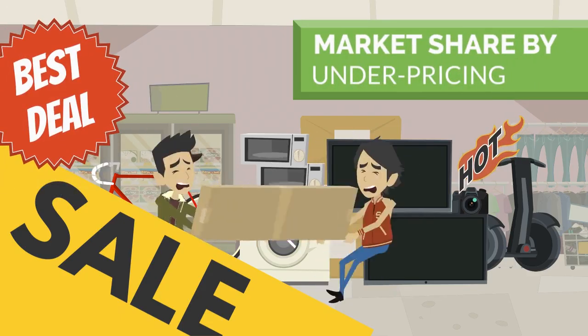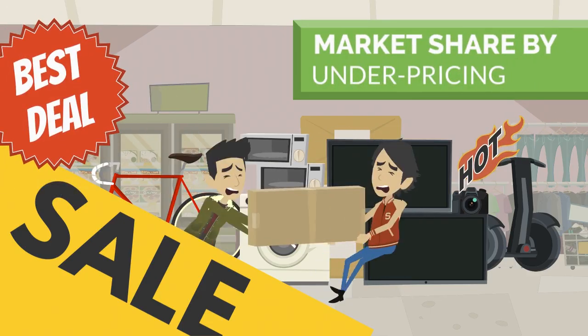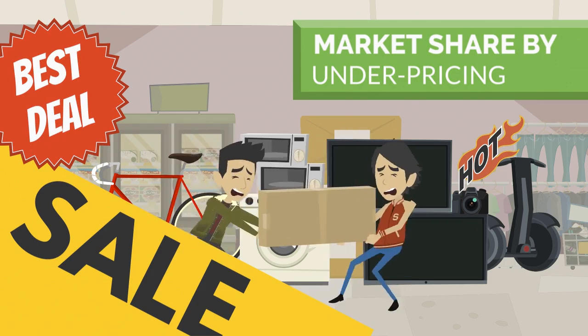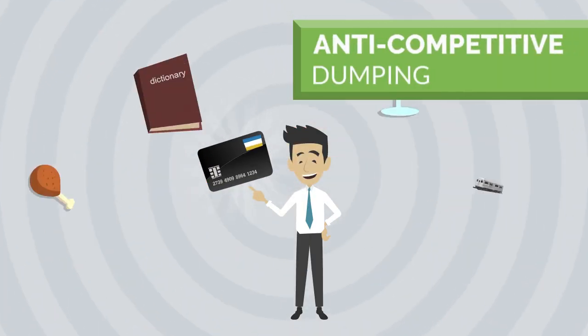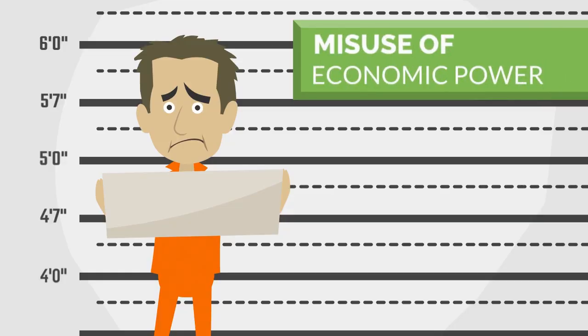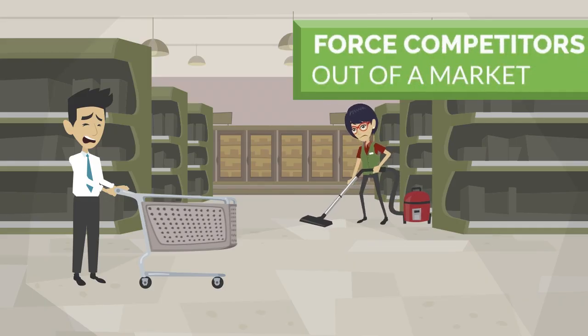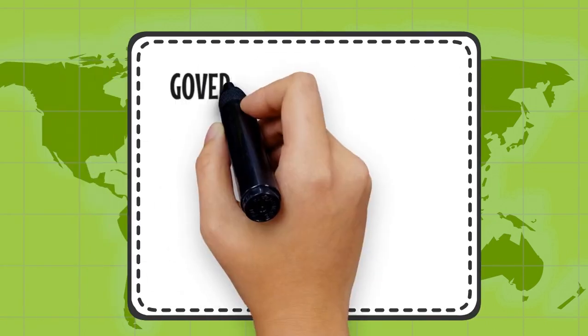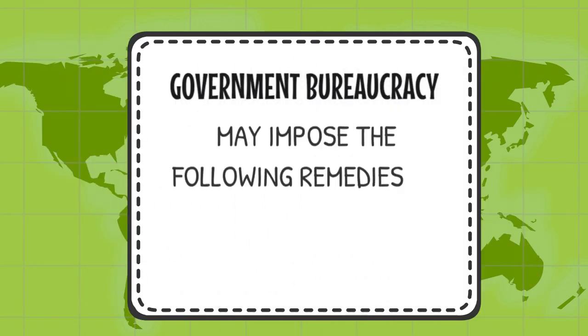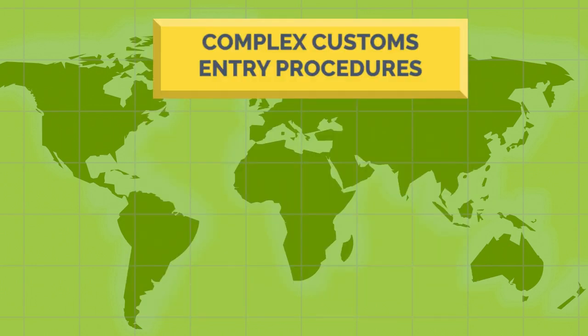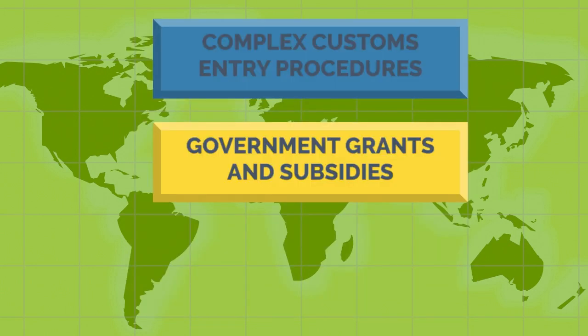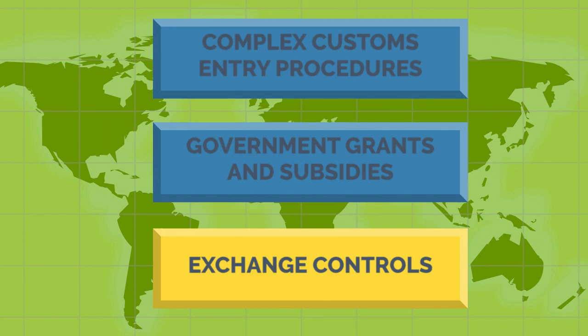Foreign producers may attempt to gain or establish market share by underpricing their products or services. This is anti-competitive and is known as dumping, and is a misuse of economic power to force competitors out of the market. Government bureaucracy may impose the following remedies to prevent such things from happening: complex customs entry procedures, government grants and subsidies, and exchange controls.